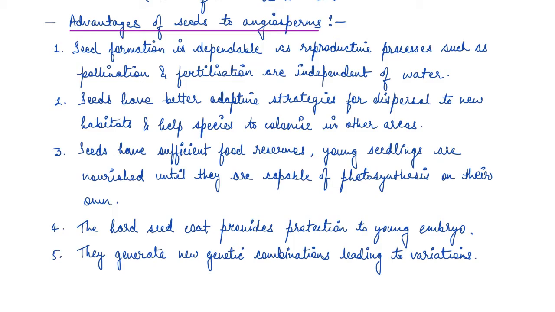So you see that since they have sufficient food reserves, they are independent of different parts of the plant, and they are capable of nourishing themselves even if they are not able to do photosynthesis and prepare their own food for some time, right? And the hard seed coat outside the seed provides protection to the young embryo. Now they also generate new genetic combinations which lead to variations. There are many advantages of seeds in angiosperms.